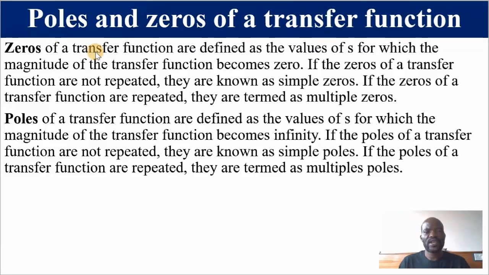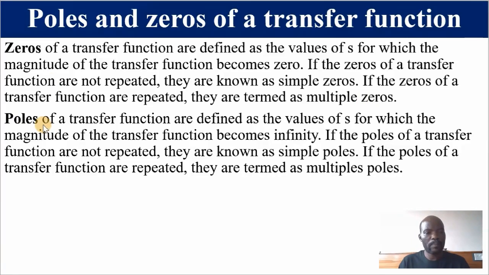Zeros of a function are defined as the values of s for which the magnitude of the transfer function becomes 0. What do we mean? If the numerator of the transfer function is equated to 0, then we are able to find the zeros of the transfer function. Take note of this description of zeros: if the zeros of a transfer function are not repeated, we call that a simple zero. But if they are repeated, they are called multiple zeros.